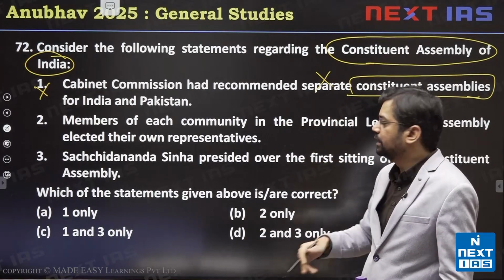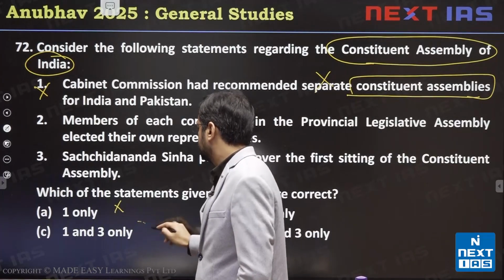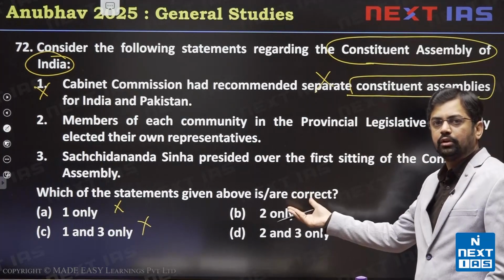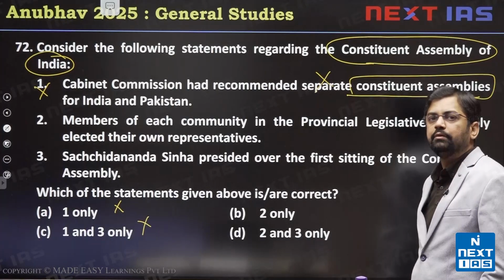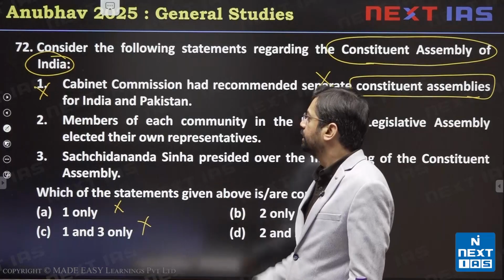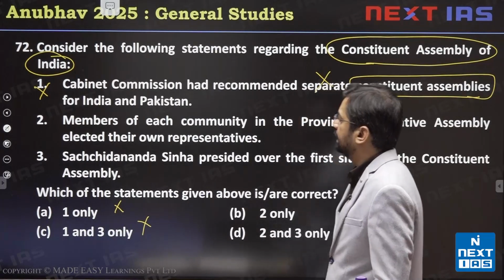If you see, you can easily opt out A and C, because the options are not given as only 1, only 2, only 3, right. Then it would have been tricky, right. So, you can easily eliminate A and C.